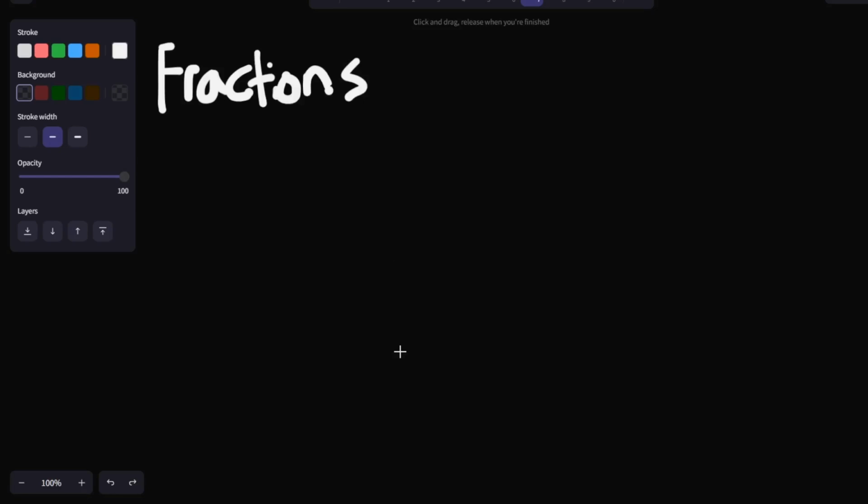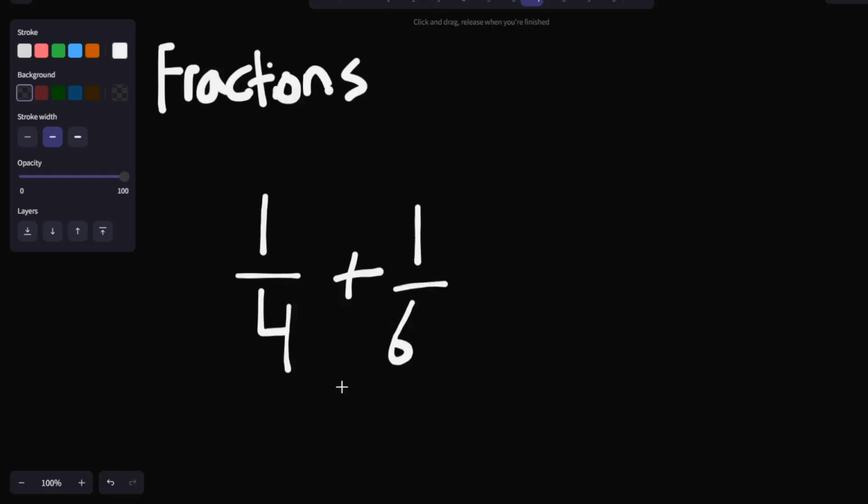But here's the thing, sometimes fractions don't have the same denominator. And when that happens, you need to make them match by finding a common denominator. Let me show you. Let's say you have to solve 1/4 plus 1/6. You can see the bottom numbers are different, so how do we get them to be the same?